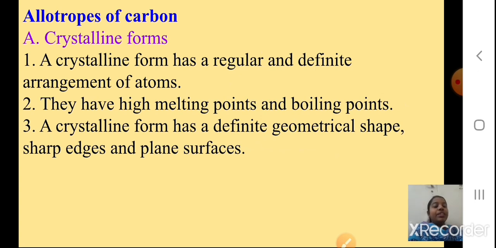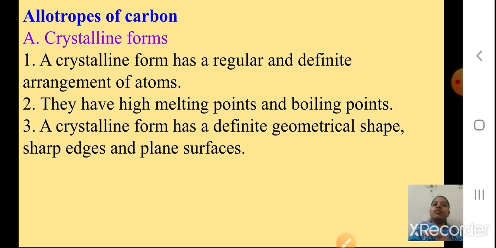Allotropes of carbon. In that, first we are going to study the crystalline forms, which are in the form of crystals. Crystalline form has a regular and definite arrangement of the atoms. They have high melting points and boiling points. Remember, a crystalline form has a definite geometrical shape, sharp edges and plane surfaces.